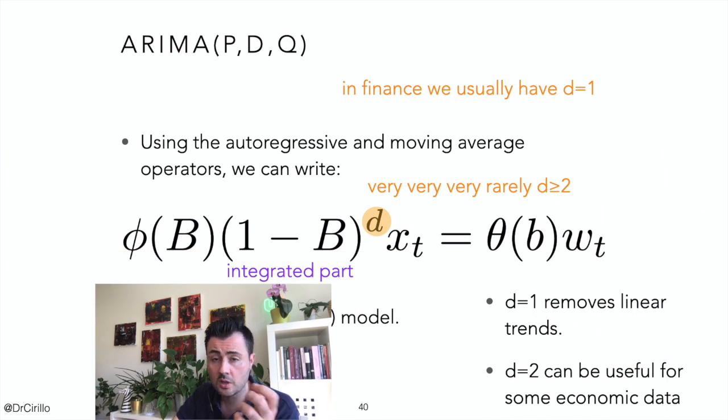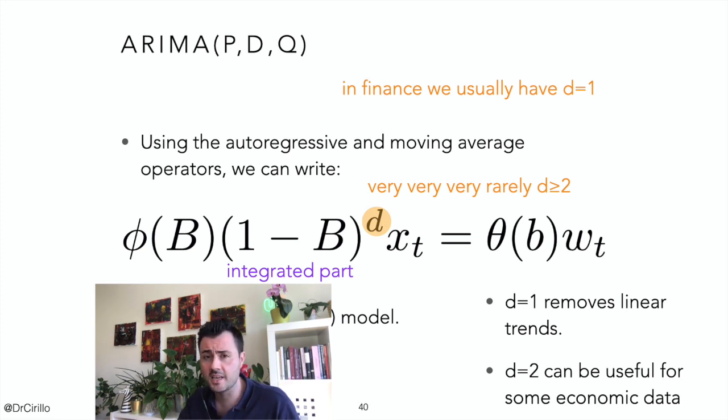So don't be tempted by the fact that by taking a lot of integrations, you can possibly remove a lot of things you don't like in a data set. What is important for us is to keep an understanding of the phenomenon that we want to model. Okay? So what we can say is that typically in finance, d is not larger than 1, and for sure it is not larger than 2. There are fields in which you can have d larger than 2, but it is not the case for us. For us, it's very rare to observe a d larger than 2.